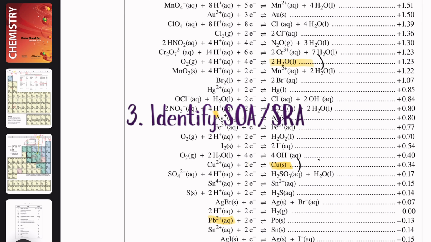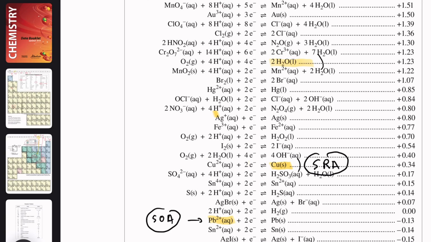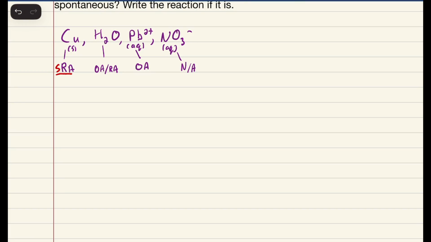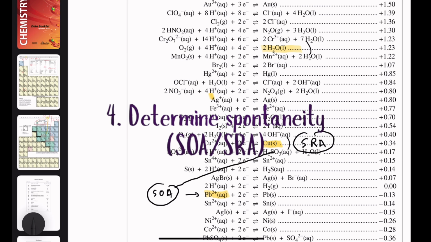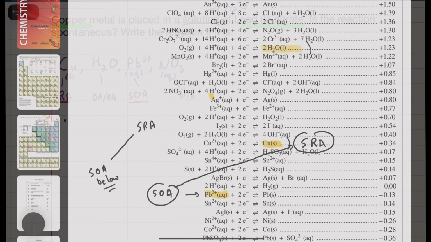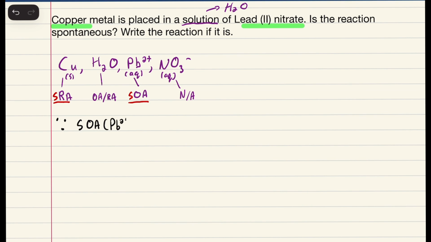And we can see that the copper solid is the lowest on the right, and lead is highest on the left. Next, we're going to see if the reaction is spontaneous by seeing if the strongest oxidizing agent is above the strongest reducing agent. As we see here, it is not. Lead-2+ is below copper solid.